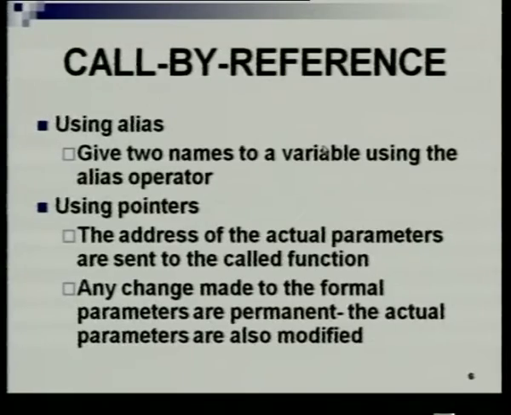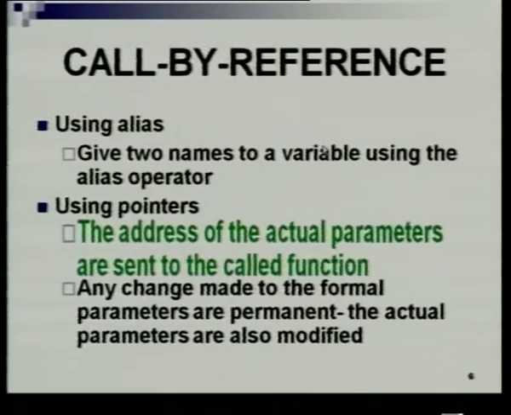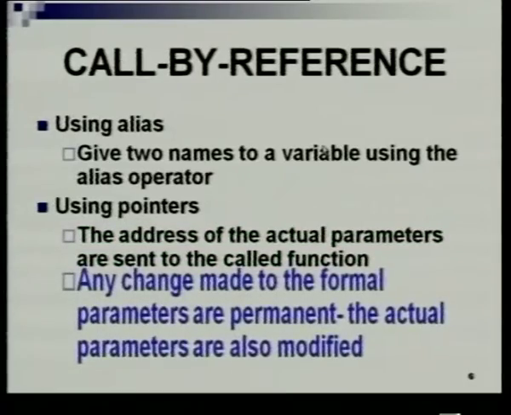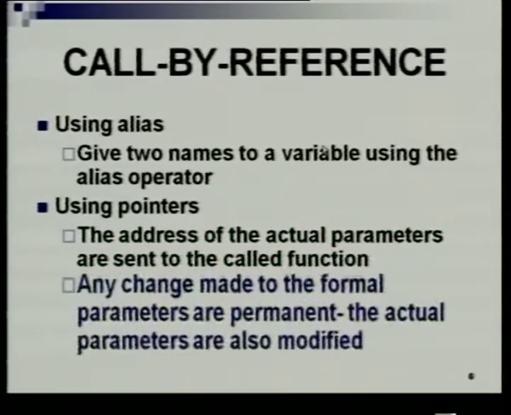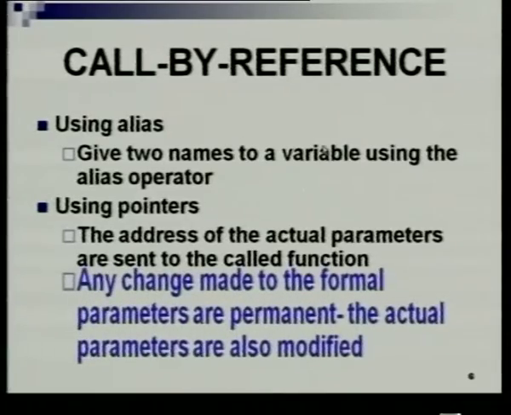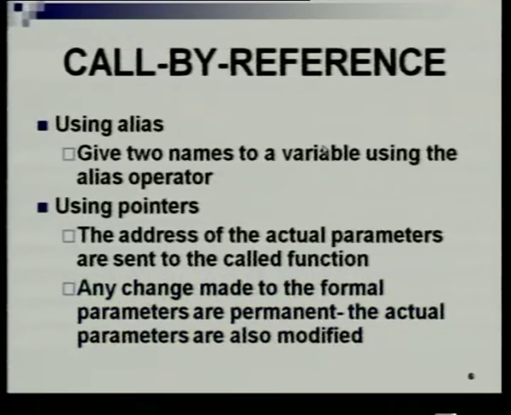Pointer is nothing but a variable which holds the address of another variable. So, the address of the actual parameters are sent to the called function. The called function is a function that is to be executed. Any change that is made to the formal parameters is permanent. Formal parameter is nothing but the new copy of the variable that is created. The actual parameter is the existing variable, the formal parameter is a new parameter that is created. So, the actual parameters and the formal parameters, their values are changed in this particular method of function execution.